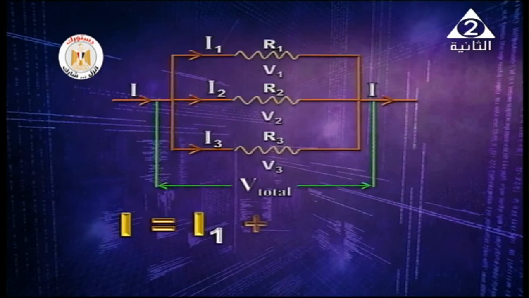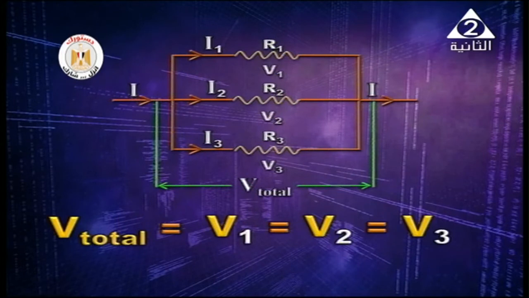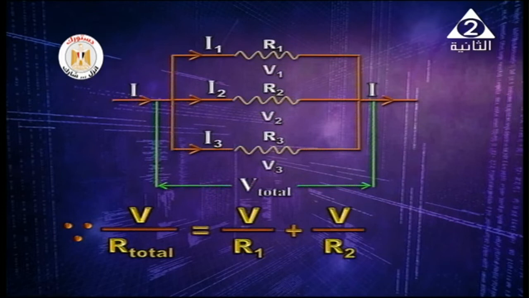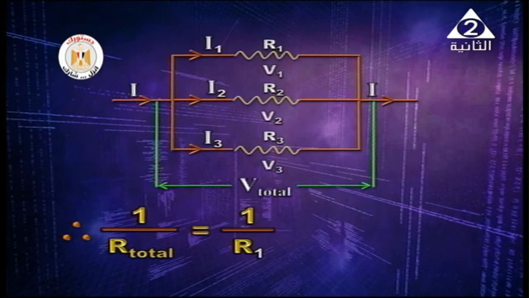So as I said, I is equal to I1 plus I2 plus I3, applying Ohm's law. And the voltage is the same, so we can say V over R total equals V over R1 plus V over R2 plus V over R3. Voltage will be crossed out, so 1 over R total equals 1 over R1 plus 1 over R2 plus 1 over R3.